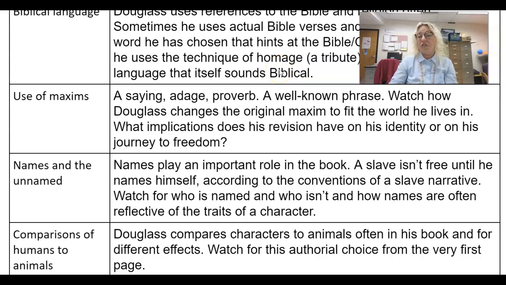Douglas compares characters, or just general people, to animals often in the book and for different effects. On the very first page he uses this and he references slaves. But later in the book, he will talk about a slave breaker, an overseer, who he also compares to a particular kind of animal. And he does it all over in the book as well in varying ways. So you could trace that and see what you come up with for that.